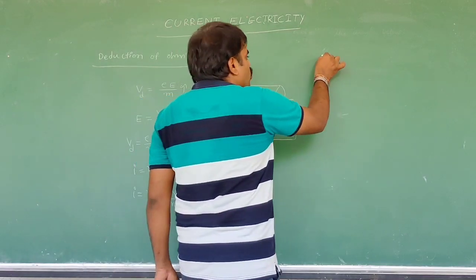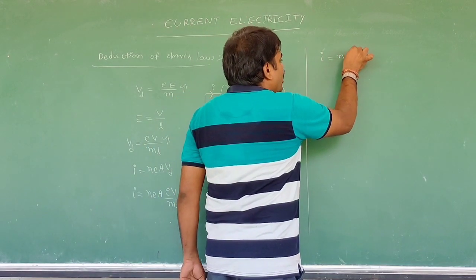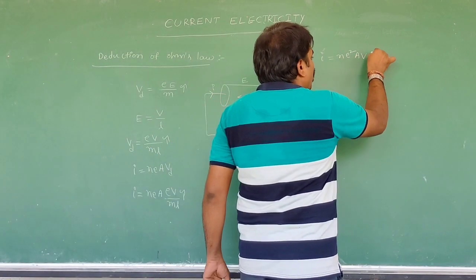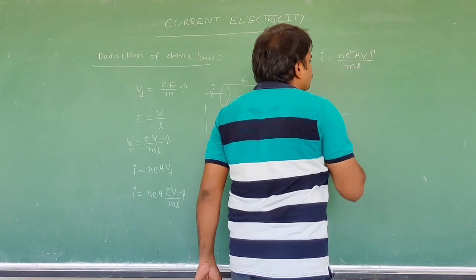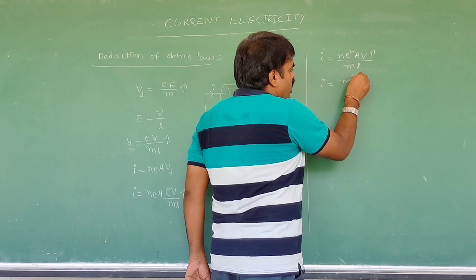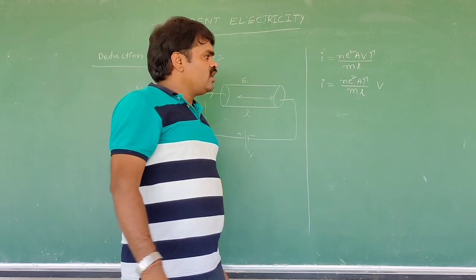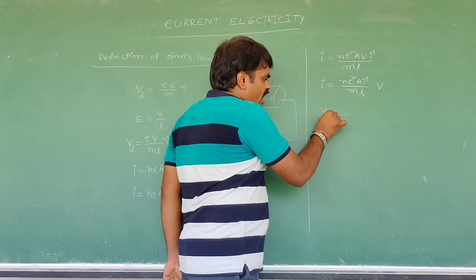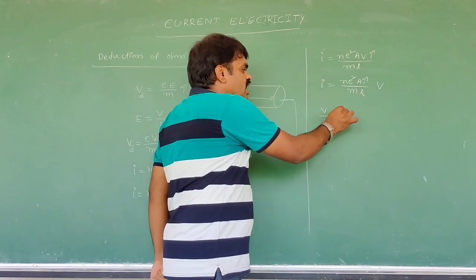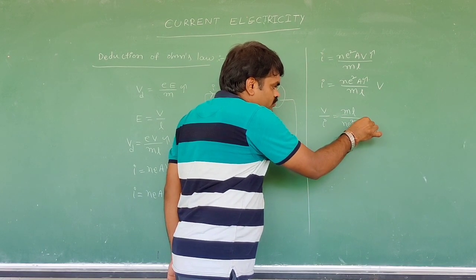Here, I can be written as I = N e² A V, which is N e² A τ by mL into V. Then we cross multiply: V by I is equal to mL by N e² A τ.